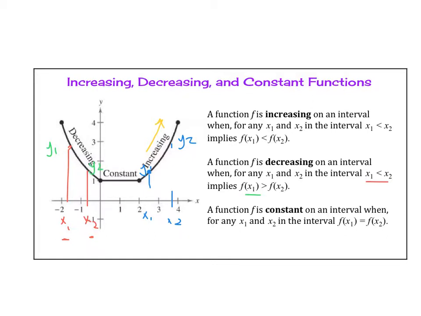And a function f is constant on an interval when for any x sub 1 and x sub 2 in the interval, f of x sub 1 equals f of x sub 2. So the y values are the same. It doesn't change, like you can see in this example here, right? That doesn't change. It's constant. And for decreasing, I know I said that for the other one. For decreasing, it goes down from left to right.